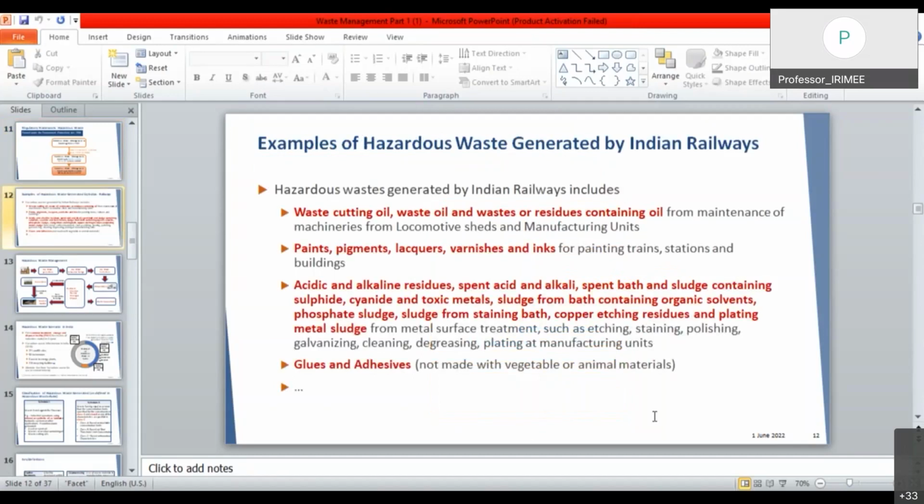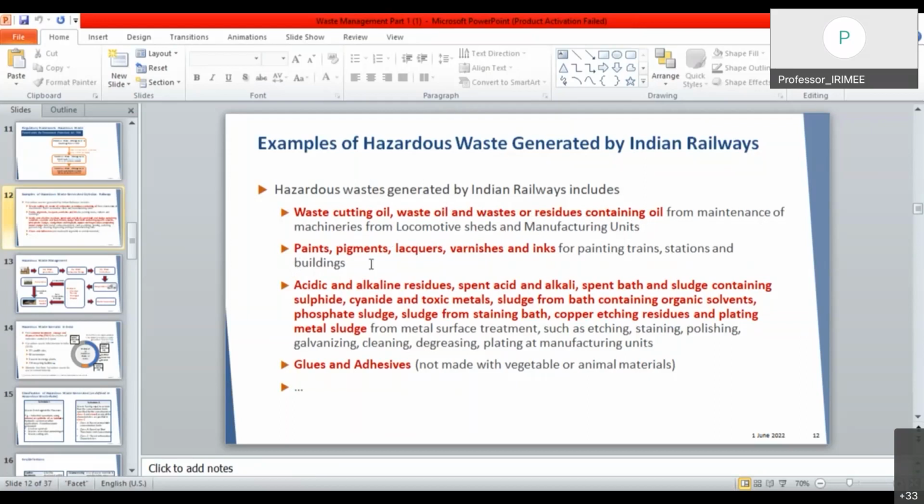Examples of hazardous waste generated by Indian Railways. What hazardous waste is generated in Indian Railways? Waste cutting oils, waste oil and waste or residues containing oil from the maintenance of machines, from locomotive sets and manufacturing units. The waste oil, cutting oil and other waste residues generated in manufacturing units and locomotive sets which contain oil are hazardous waste.